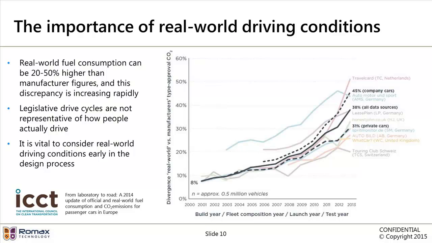So you can see from this graph here, this shows the difference between measured fuel consumption from various different sources and the manufacturer quoted figure. The manufacturer quoted figure is based on only one drive cycle. So you can see not only is it a very big difference, but this discrepancy is increasing rapidly with time. It's becoming more and more of a problem.